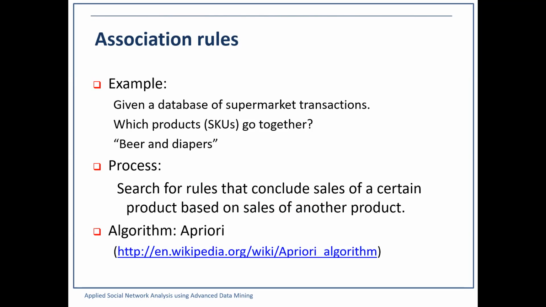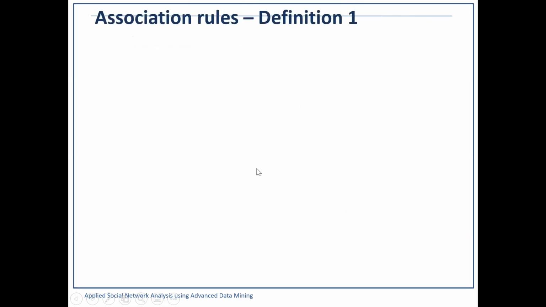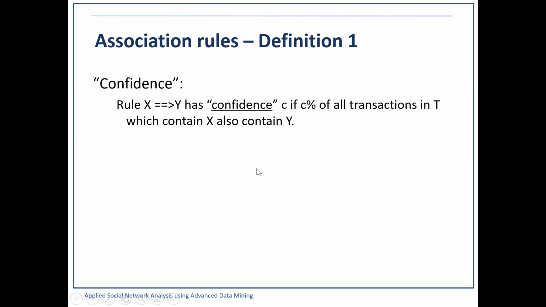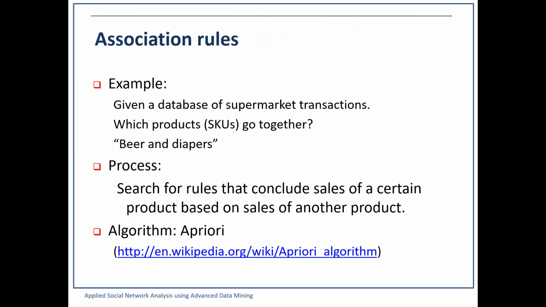The algorithm to run association rules is called apriori. Don't want to go into details. I just want to show the basic notion of this algorithm, which uses two concepts. One is confidence. Anyone has experience with association rules?